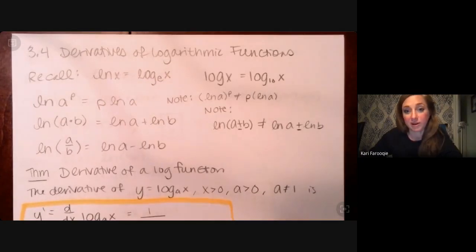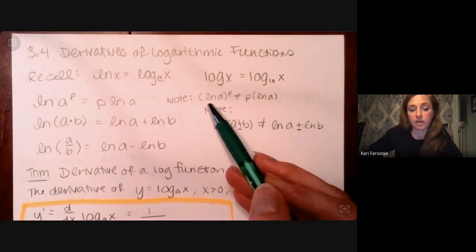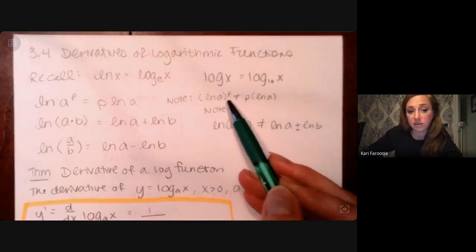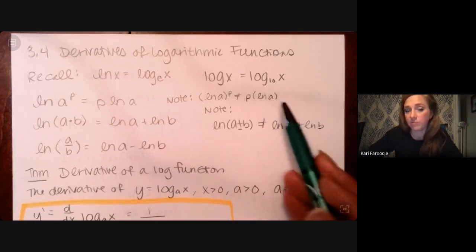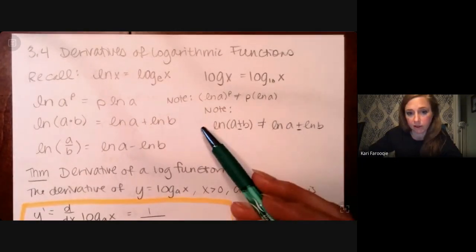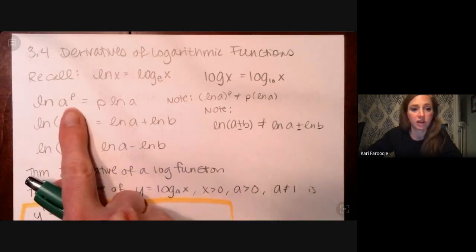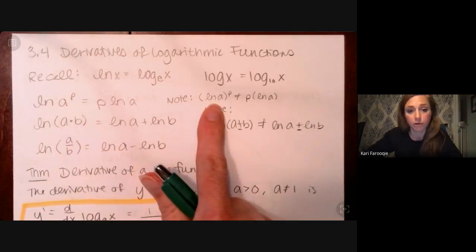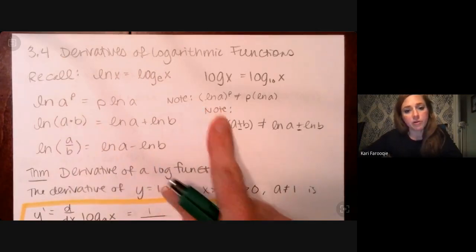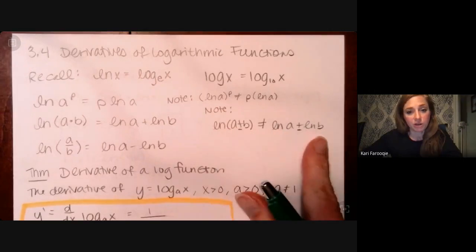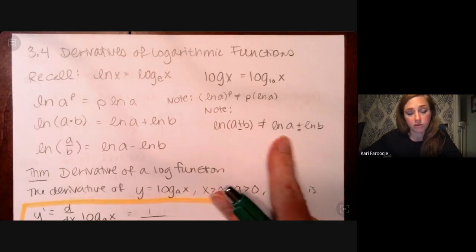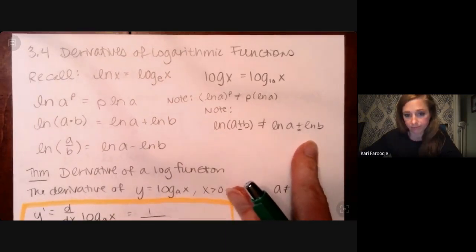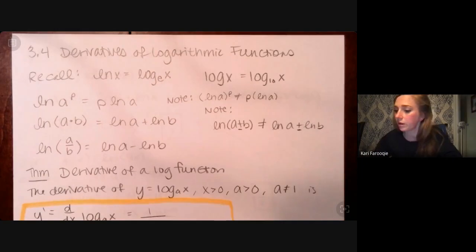I also gave you some what-not-to-do's. If we have the natural log of a, the whole quantity being taken to the p power, then you cannot rewrite that as p times natural log a. You can't just bring the exponent down in that case. It must be the case that the exponent is only being applied to that value a, not the whole logarithm. I also didn't want you to do this, which is a very common error. You cannot break up the natural log of a sum or difference into the sum or difference of two natural logs. Can't do that. Don't do that.